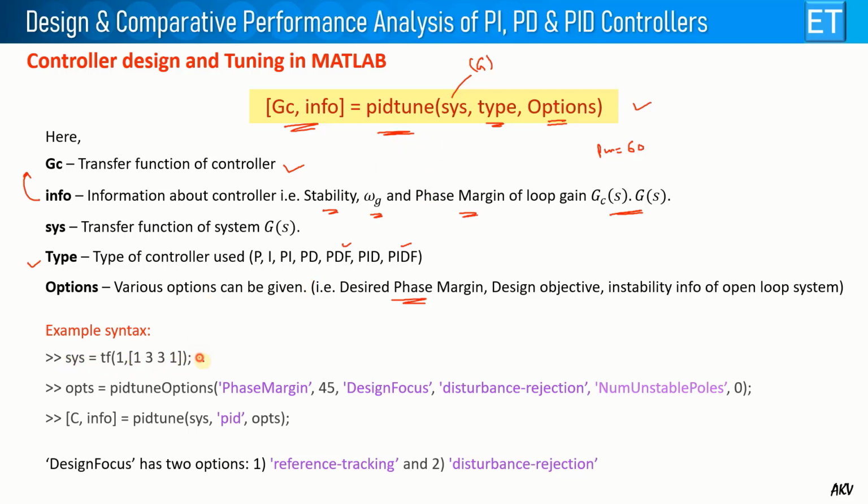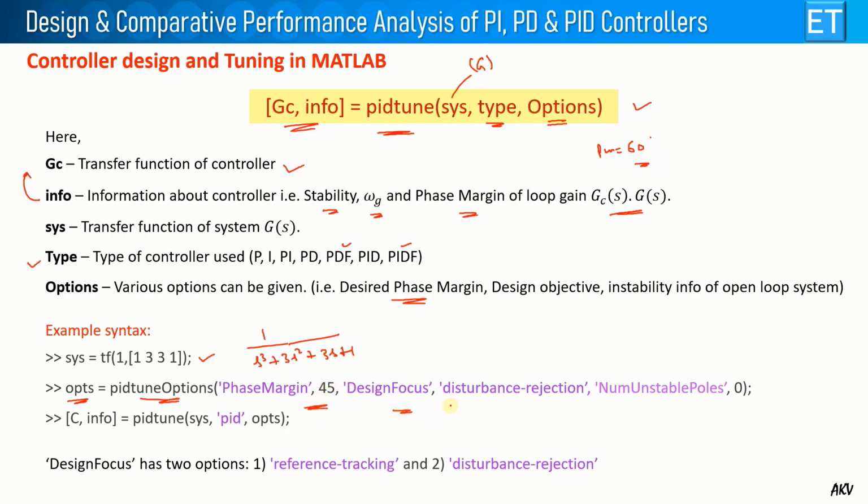So this is how we can define some transfer function. This is some transfer function which is 1 upon s cube plus 3s square plus 3s plus 1. So this is some example transfer function, let's say, and we can define the options like this. The function is pidtuneOptions. In this we can define the required phase margin, let's say 45 degrees. As I said, the default is 60 degrees, but you can change it to your requirement here.